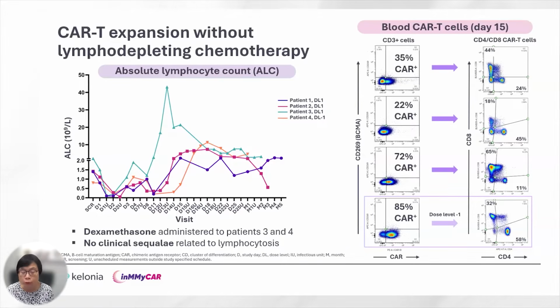Dexamethasone was administered to this patient as well as 1 other patient with prompt resolution of the lymphocyte expansion and no clinical sequelae. On the right, you can see that the CAR-positive T cells were detected at day 15 at levels of between 22 and 85% of CD3 positive T cells, with a mixture of CD4 and CD8 cells of different proportions. And of note, the highest level of 85% CAR was achieved at dose level -1.